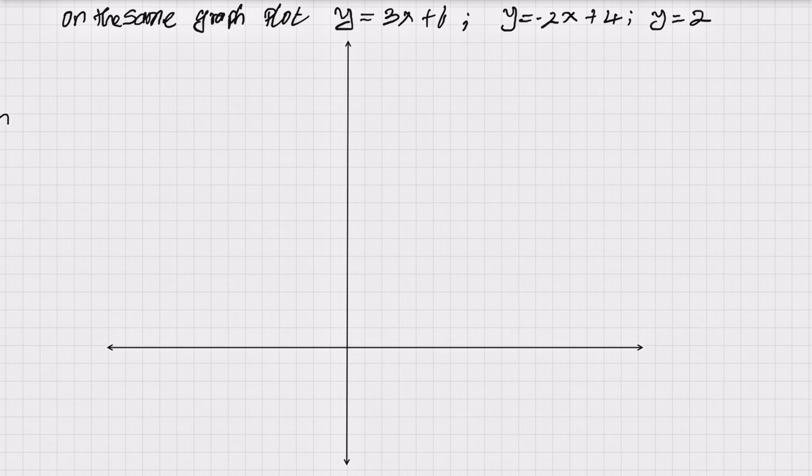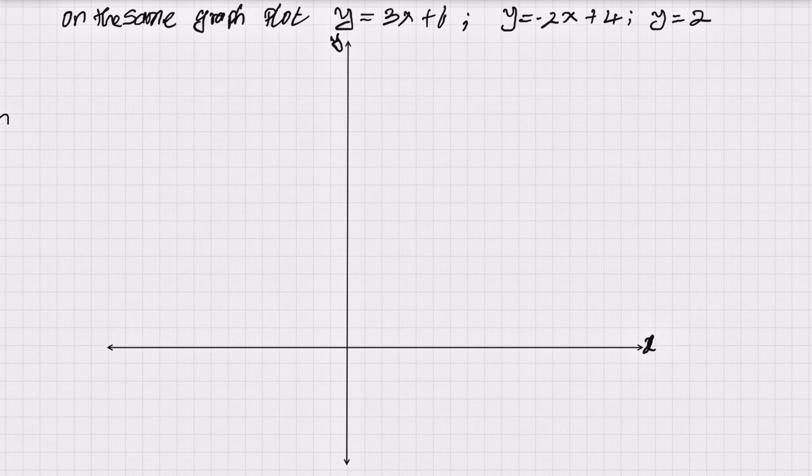So we are going to use this xy plane to plot these three different graphs. So this is the y-axis and this is the x-axis. So we can go ahead and, first of all, look for the x and y coordinates of the different lines.